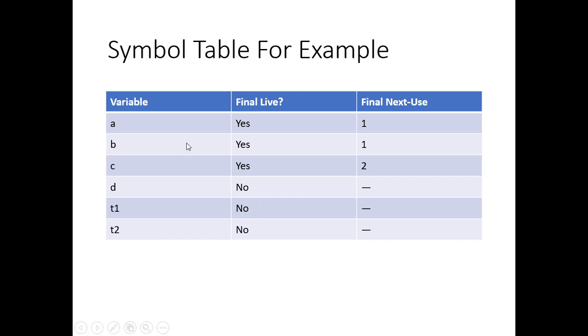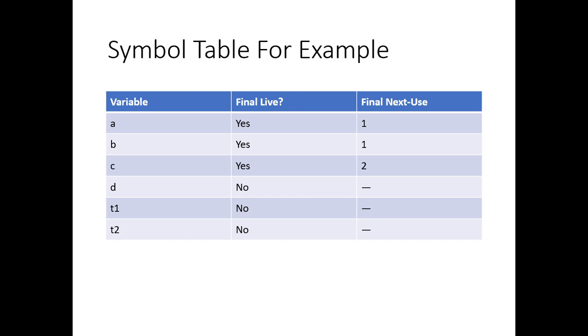So let us see the explanation of this symbol table. A is live because A is used again and again, and it is used in line number 1. The second one is B. B is marked as yes, that is live, and where it is used, 1. C is marked as live, and where it is used, line number 2. After that, D is marked as not live and no next use. It is defined in line number 3, but it is never used after this, so it is not live and has no next use.